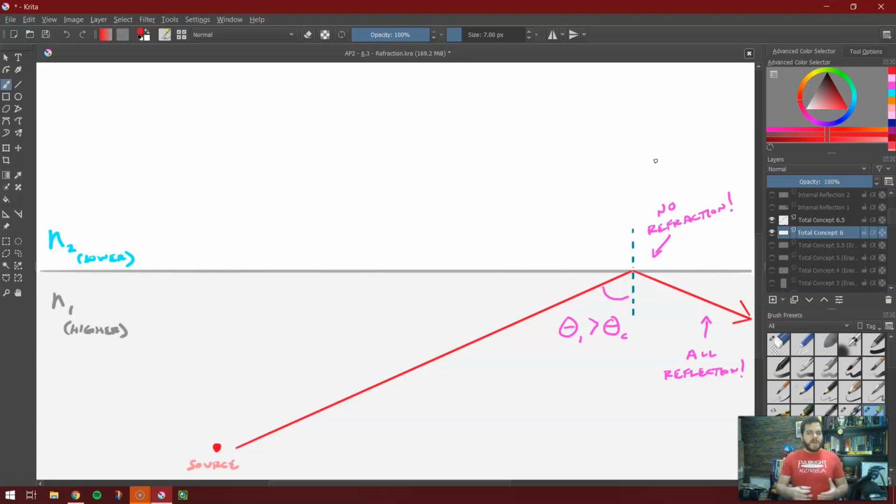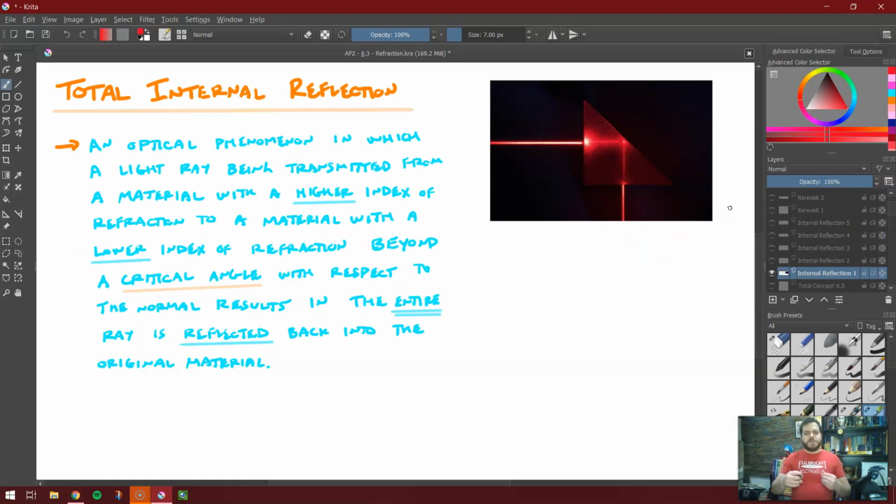In fact, all of the light beam at this point, when this incoming angle is bigger than the critical angle, will be reflected. None of it will be refracted. And this is a phenomenon known as total internal reflection. So let's go ahead and read the definition and talk about specifically what it means.